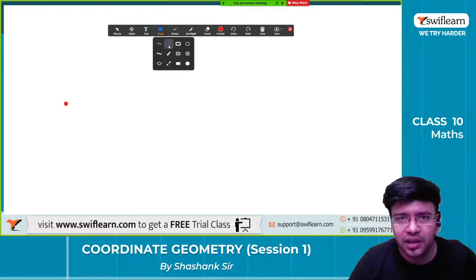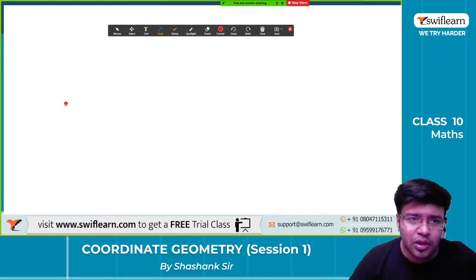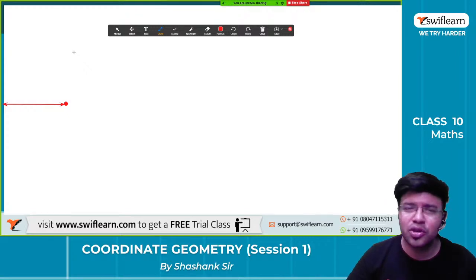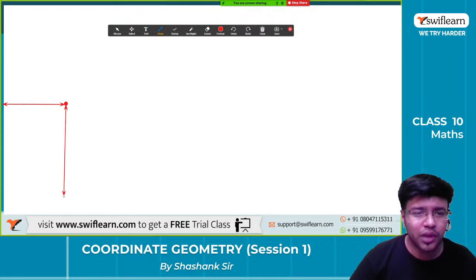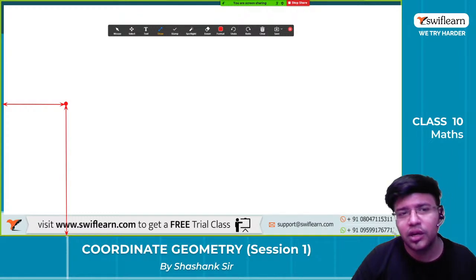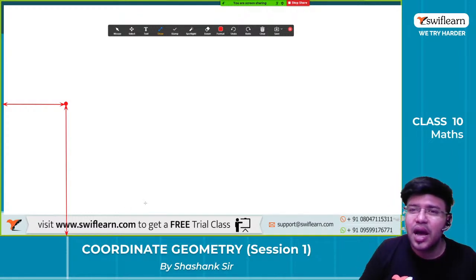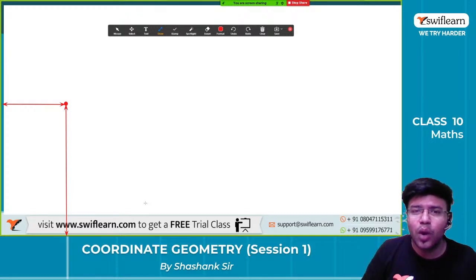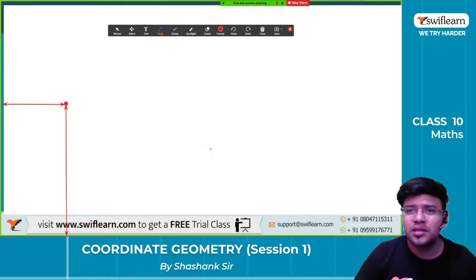What if you say like this? The point is 5 centimeters from the left side. Still it is not precise, though somewhat precise now. But what if I say it is 5 centimeters from the left side and 10 centimeters from the bottom side? Now we have found the precise position of the point. So what does this mean? In order to tell the precise position of a point, we require two pieces of information. What are these? Let us study them.